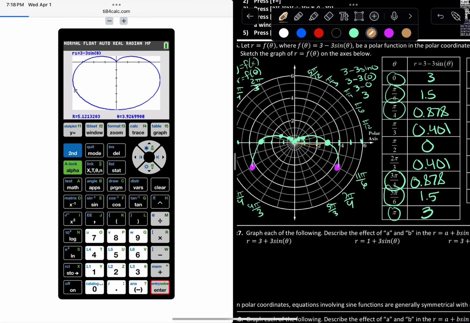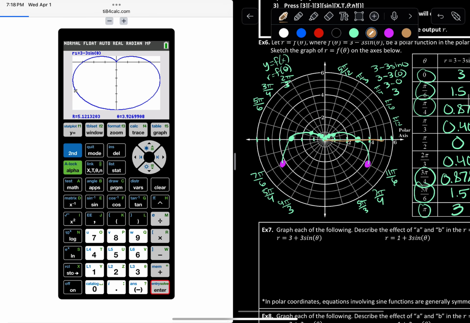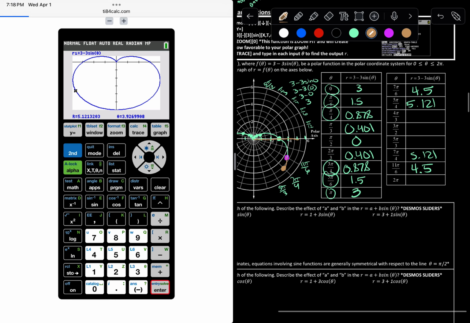So I'm going to extend out to 5, just a little bit past, and then I sweep around to 5 pi over 4. So it'll be just right there. And then 7 pi over 4 will have the same radius. And they will connect.